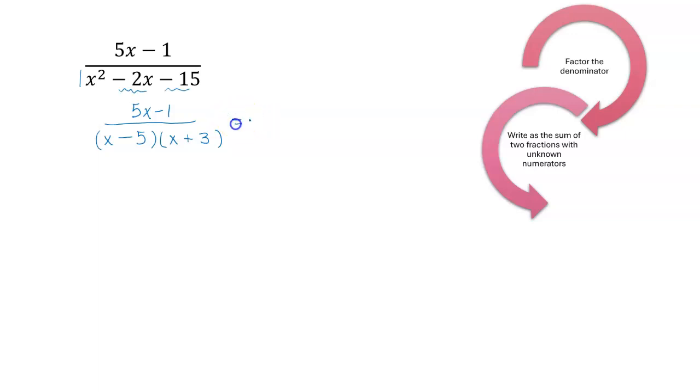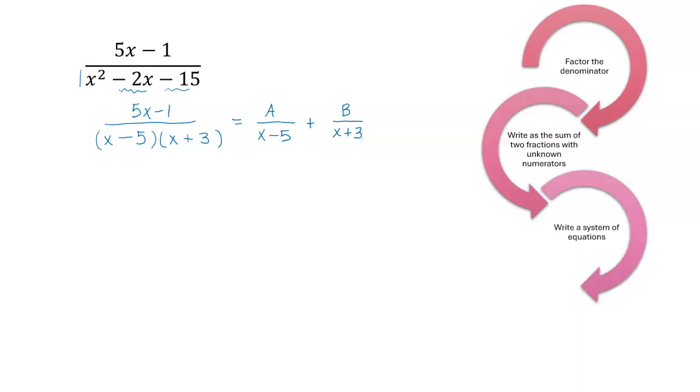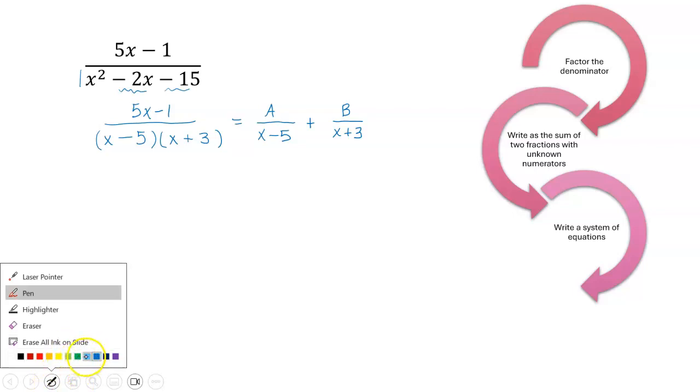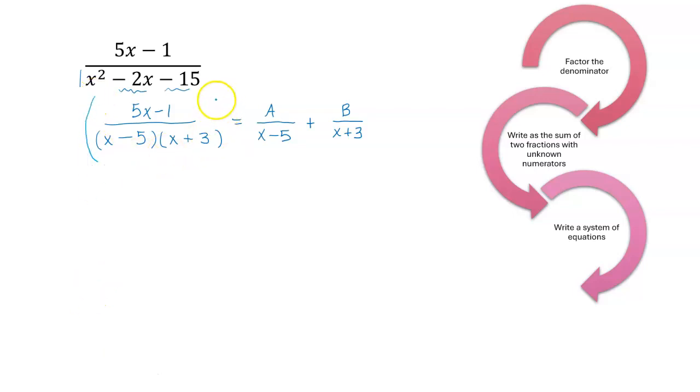Okay, so now I'm going to write this as the sum of those two fractions. So I'm going to write it as a over x minus 5 plus b over x plus 3. I should have another step in here, and I think you do on your note sheet. The next step is we're going to multiply by our common denominator to clear our fractions. So I'm going to multiply both sides of my equation by the common denominator, which is x minus 5 times x plus 3.